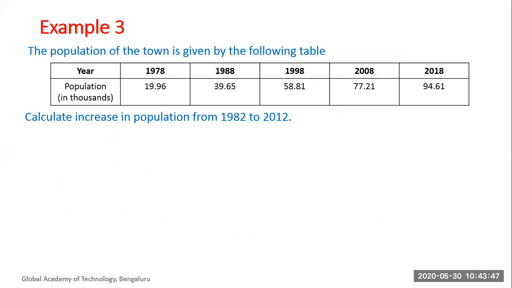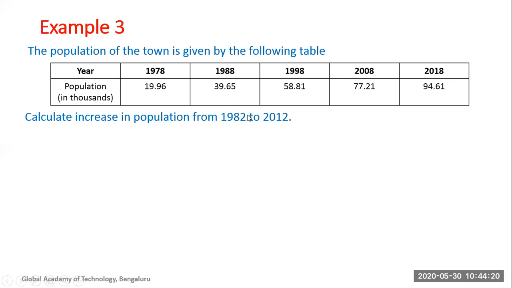So we need to calculate the increase in population from 1982 up to 2012. To get this increase in the population from 1982 to 2012, what I need to calculate is the population in year 2012 minus the population in year 1982. Then take the difference of those values, and you get the increase in the population from 1982 to 2012.